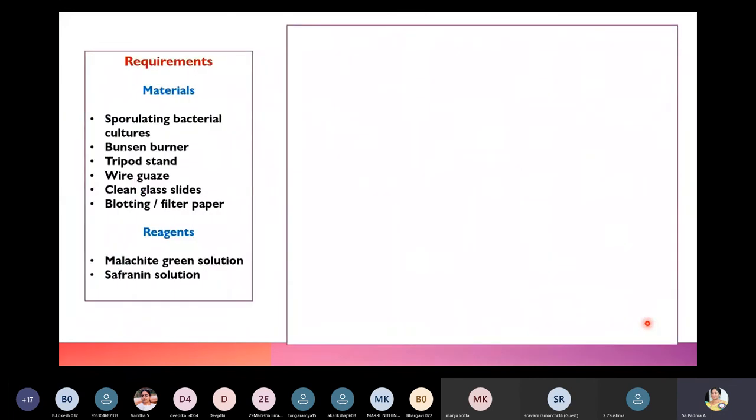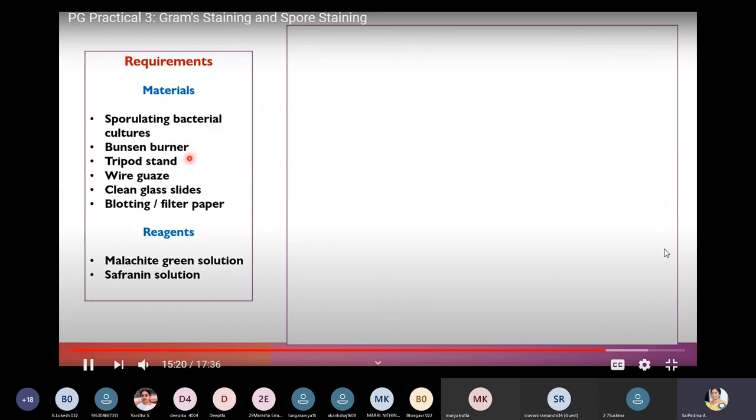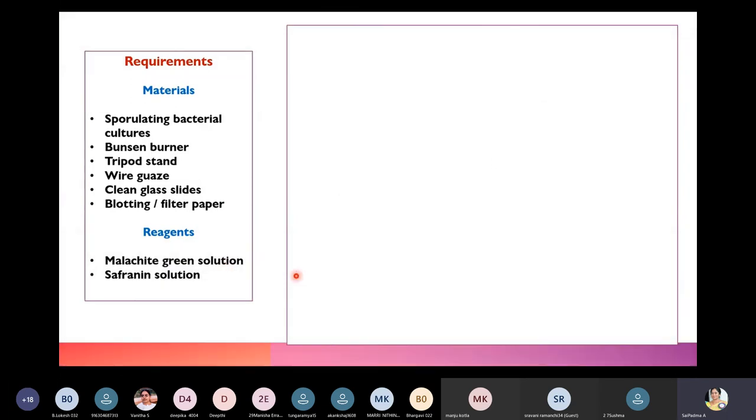Now, coming to the requirements. The requirements for this spore staining process are, first, spore-forming bacterial cultures, a Bunsen burner, a tripod stand, wire gauze, clean glass slides, and a blotting paper or filter paper. Now the reagents: one is 1% malachite green solution prepared in distilled water. The other one is the safranin solution.